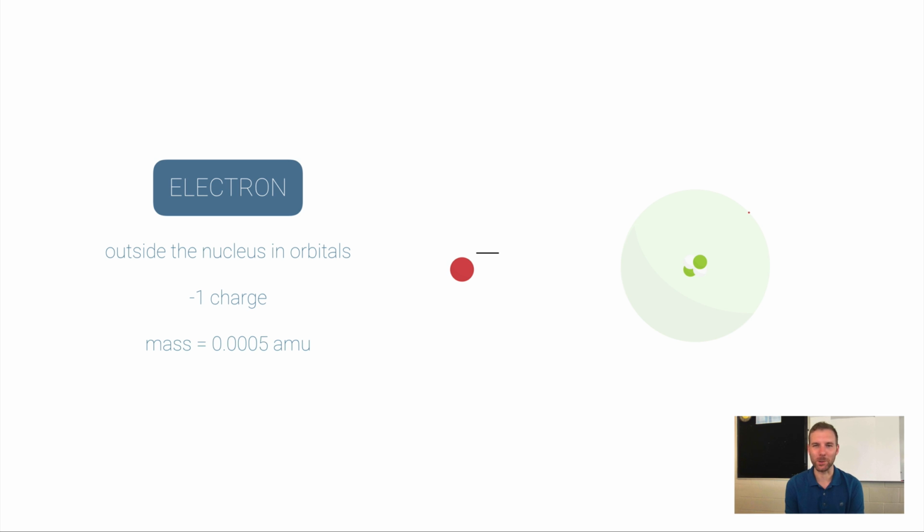Technically, it's 0.0005 AMU, but you know, it's like comparing a penny to $100. Technically, the penny has monetary value, but when you compare it to $100, like the mass of a proton or a neutron, it's pretty much insignificant.